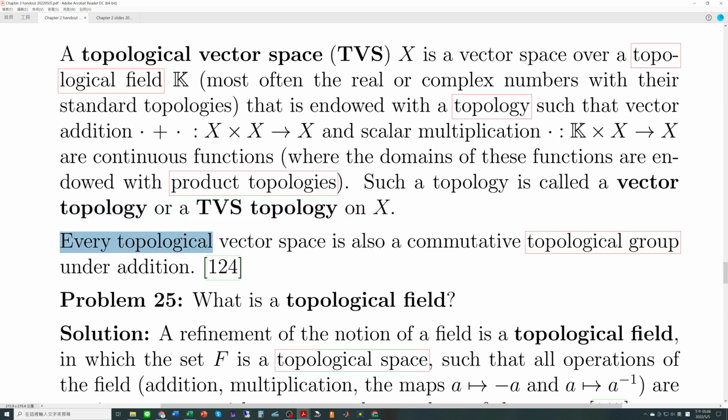Every topological vector space is also a commutative topological group under addition. We will introduce what a topological group is later.